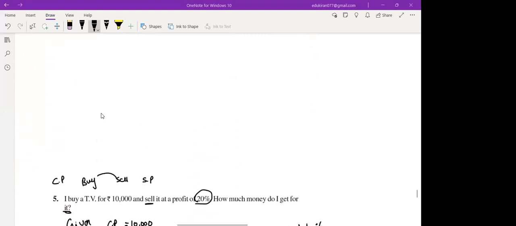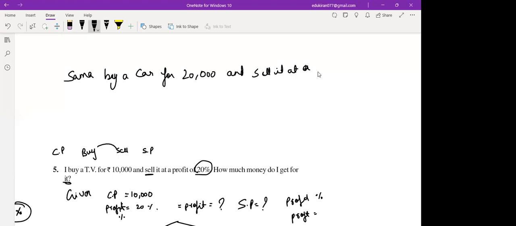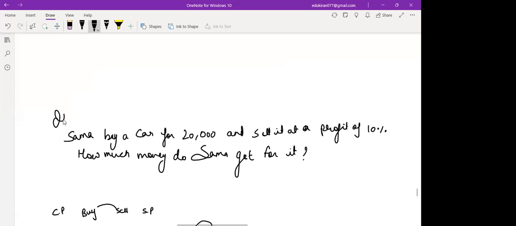Okay. Now I'm going to give you the same question like this. So, for example, Sama buys a car for 20,000 and sells it at a profit of 10%. How much money does Sama get for it? Fine? Yes or no? Yes. Quickly do this question and then tell me the answer.